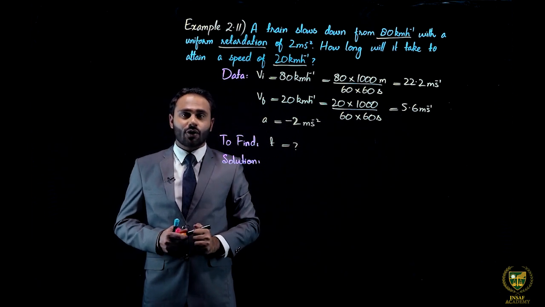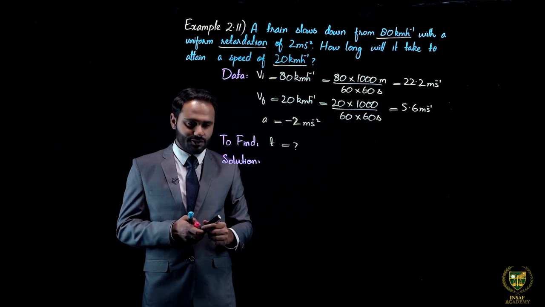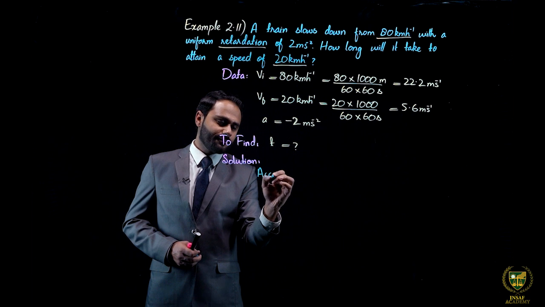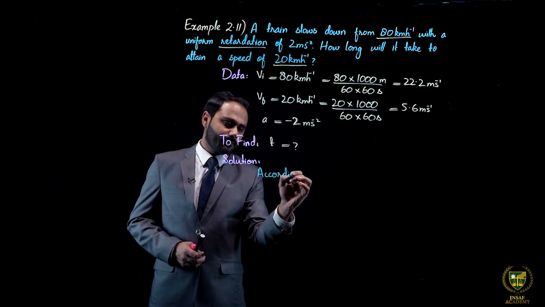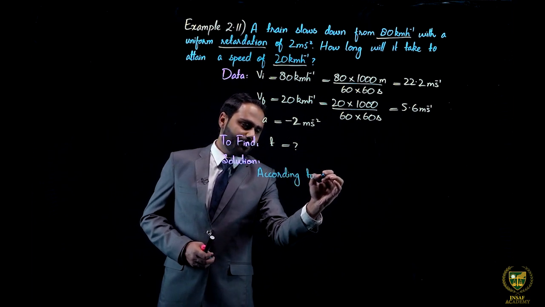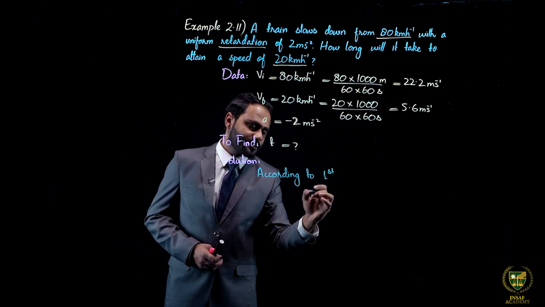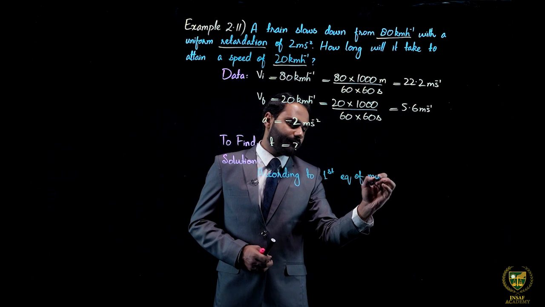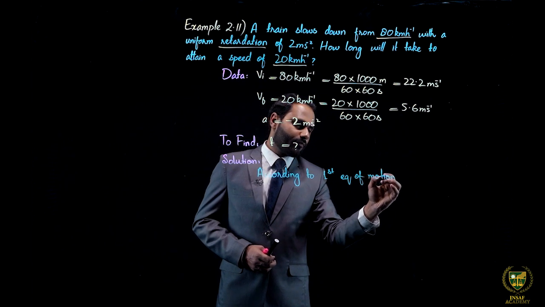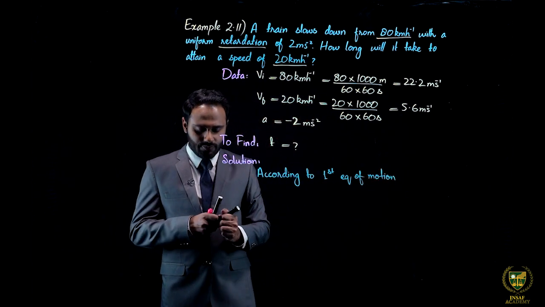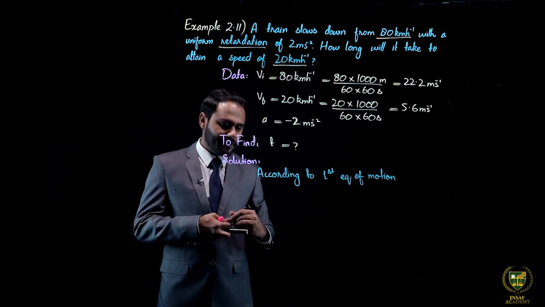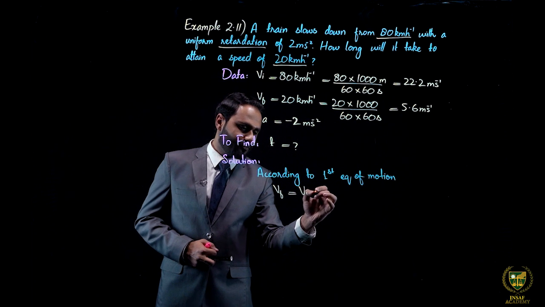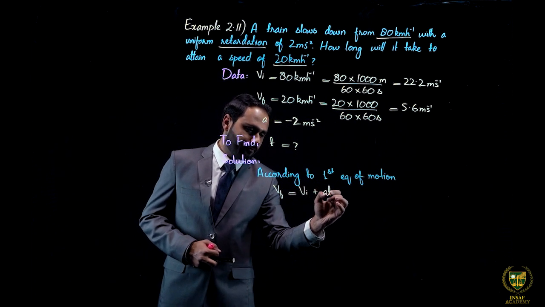Now we know according to first equation of motion, which is Vf is equals to Vi plus At, Vf is equals to Vi plus At.